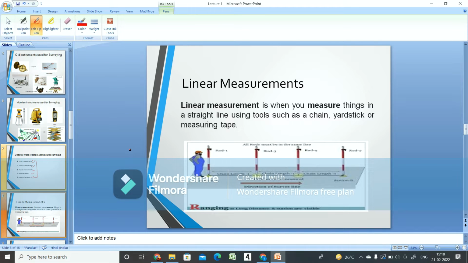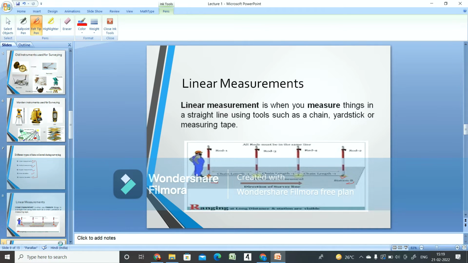Now first come linear measurements. What are linear measurements? As you can see here, one person is standing there and measuring the distance between the two station points, station point A and station point B. The distance between these two station points is measured with the help of these ranging rods and this chain. So linear measurement is when you measure things in a straight line using tools like a chain, yardstick, or measuring tape. Such types of measurements are called linear measurements.